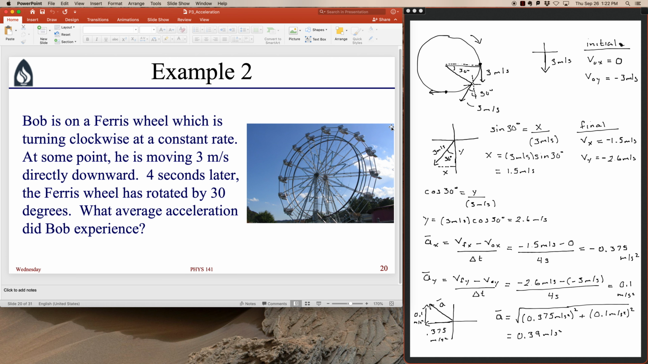I can also find the angle that the average acceleration makes with the negative x-axis. So I would find that by using the inverse tan of the opposite side, 0.1, divided by the adjacent side, 0.375. And that would give me an angle of 14.9 degrees. So I would report that as being 14.9 degrees with respect to the negative x-axis. If I wanted to give my angle with respect to the positive x-axis, I could subtract 14.9 degrees from 180, and that would give me this angle.